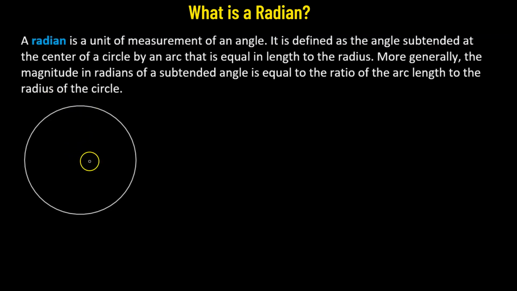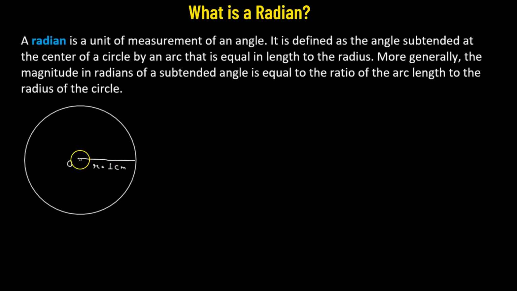Let's try to understand it graphically. So here we have a circle. Let's consider the center to be O. Now what we'll do, we'll consider the radius. Let's say this is a circle having a radius of 1 unit. So it could be 1 centimeter. To understand this problem, we're going to consider 1 centimeter.